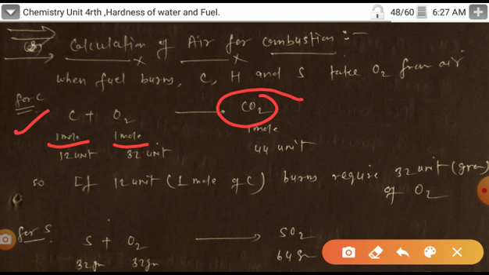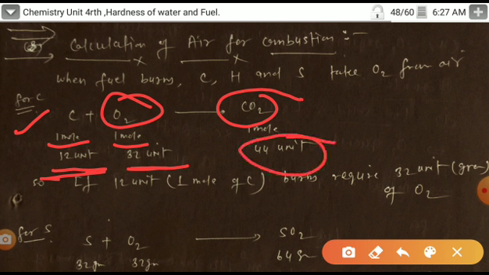What is the atomic weight of 1 mole of carbon? There are 12 units, that is 12 gram. So 12 units is the atomic weight of carbon which can be burned. And what is the molecular weight of oxygen? That is 32 units. And what is the molecular weight of carbon dioxide? Carbon dioxide has 44 units.